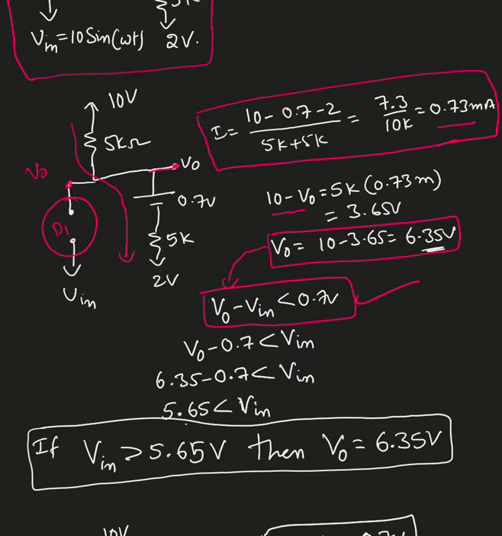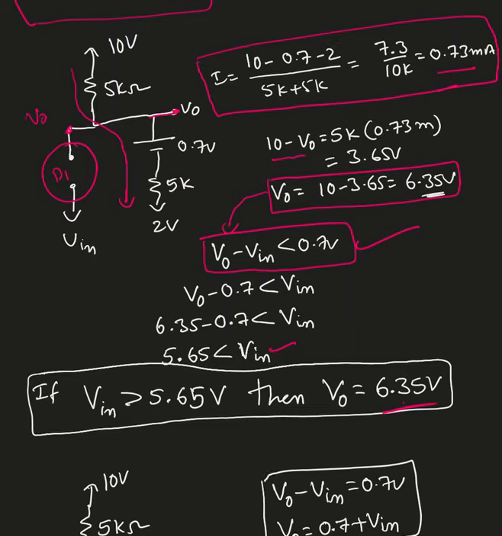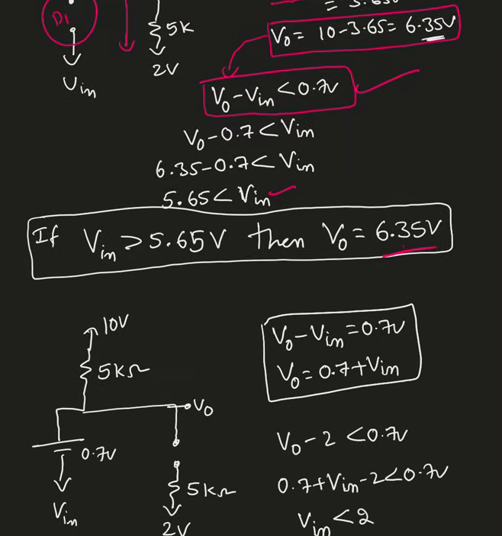6.35 minus 0.7 must be less than Vin. So if I substitute that, it is 5.65 must be less than Vin. So as long as Vin is greater than 5.65, my output is going to be clipped at 6.35 volts. So that's the condition I found from assuming D1 is open, D2 is closed.